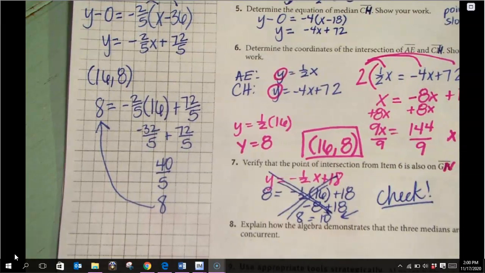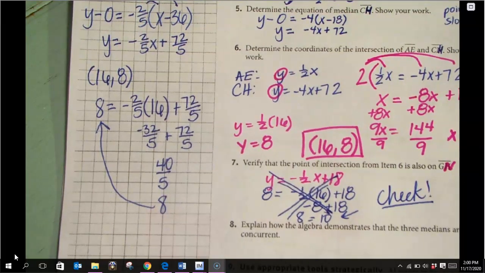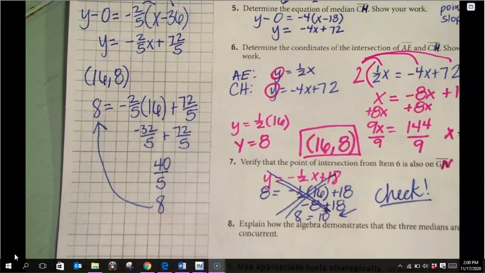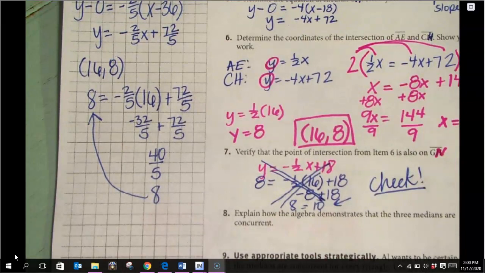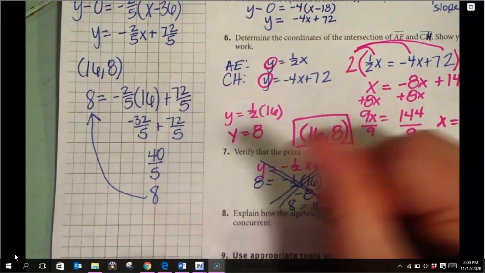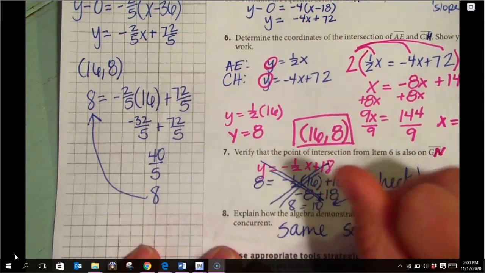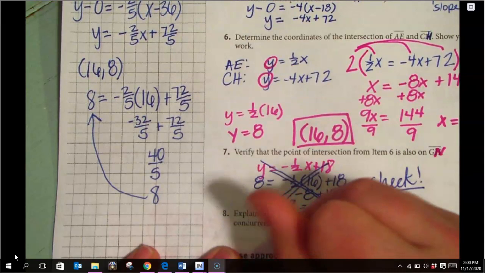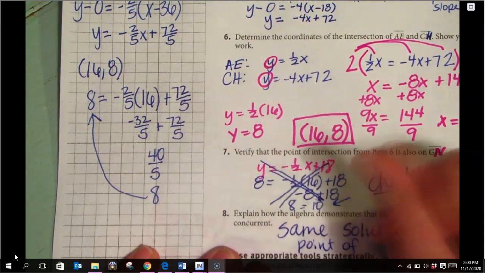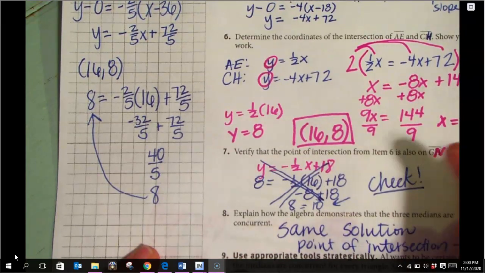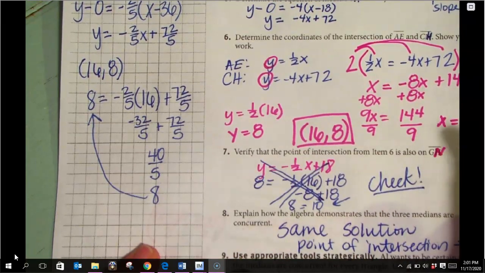Had I not checked my work, I would have just assumed that I had that equation correct, and I didn't, because I didn't find the slope correctly. So number 8 says, explain how the algebra demonstrates that the 3 medians are concurrent. Well, they all come to the same solution. And that same solution is the point of intersection, which in this case is concurrency.